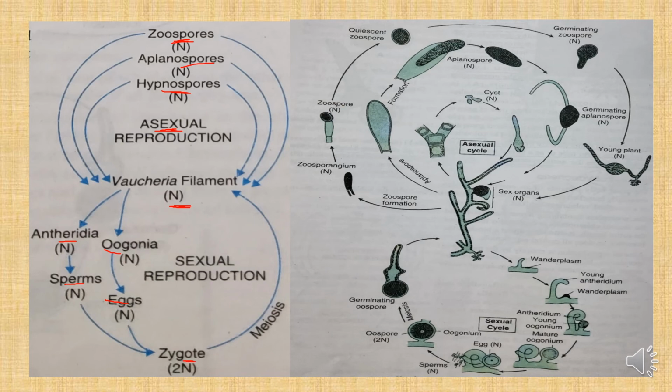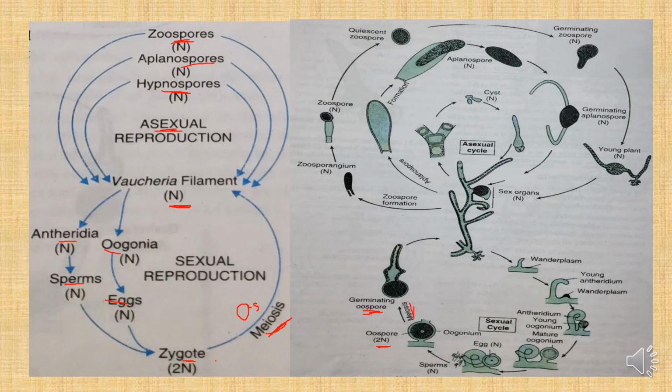diploid condition, the zygote, is formed, which undergoes a period of rest and becomes the oospore. One thing I forgot to tell you: during the development of the oospore, meiosis occurs, that is a reduction division. And so this is the germinating oospore. From the oospore to the germinating oospore, meiosis occurs, that is the reduction division.